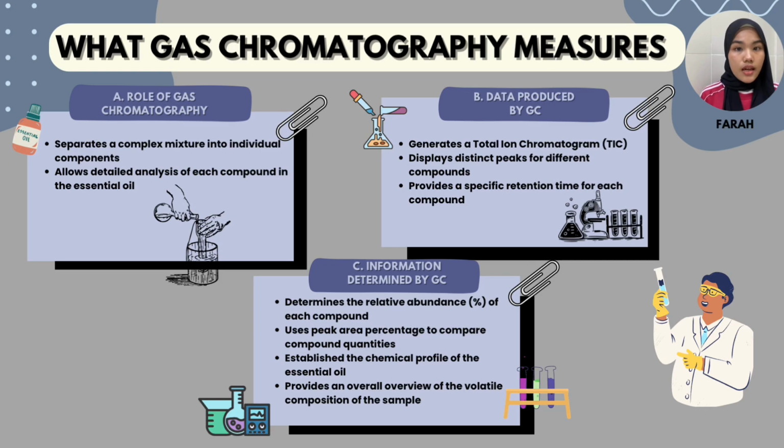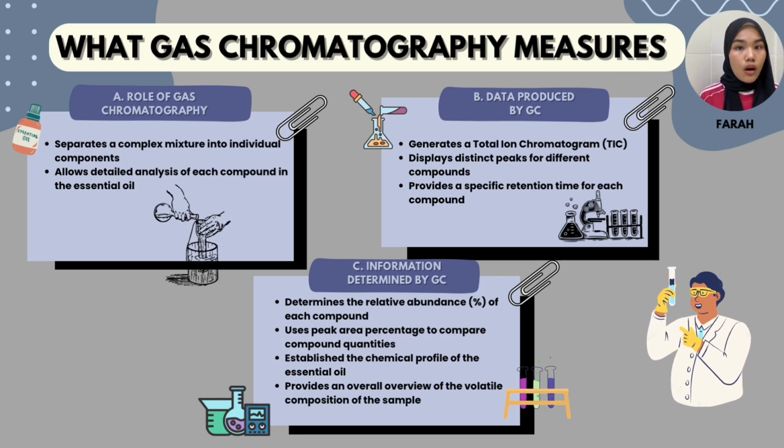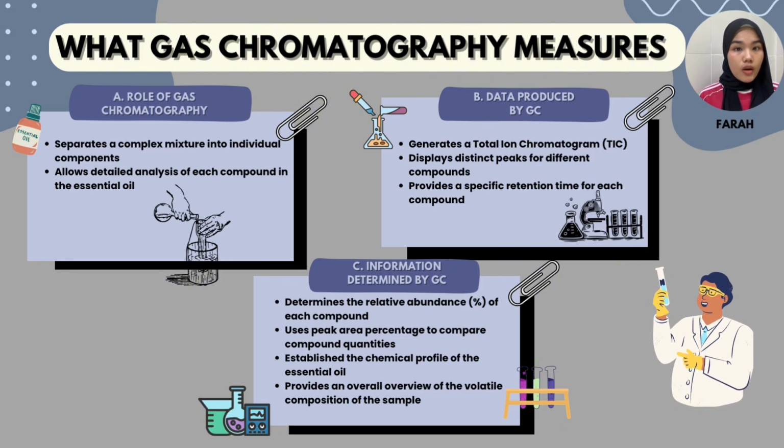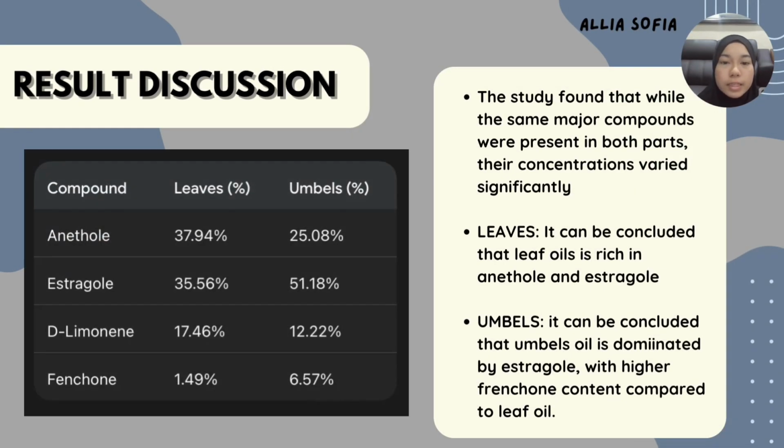This is done using the peak area percentage to compare compound quantities. From this data, the chemical profile of the essential oil can be established, providing an overall overview of the volatile composition of the sample. Next, let's look at the results and discussion.